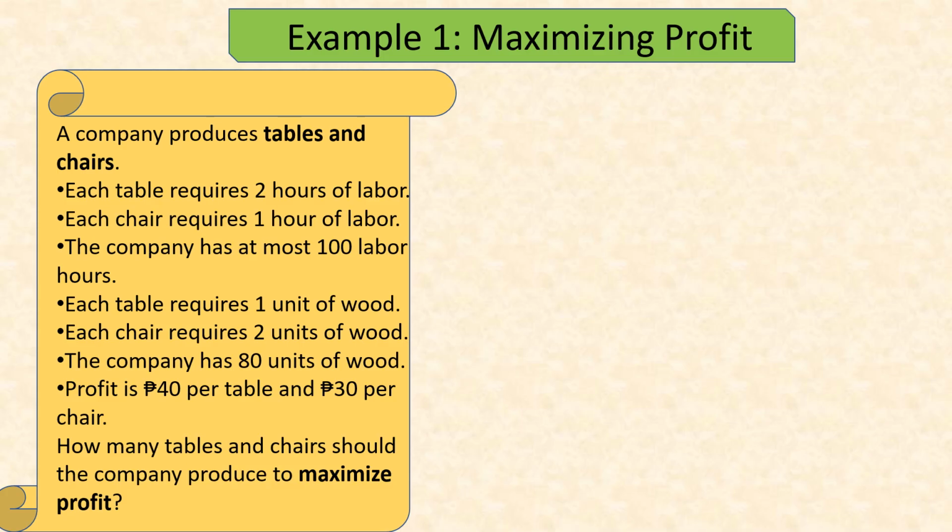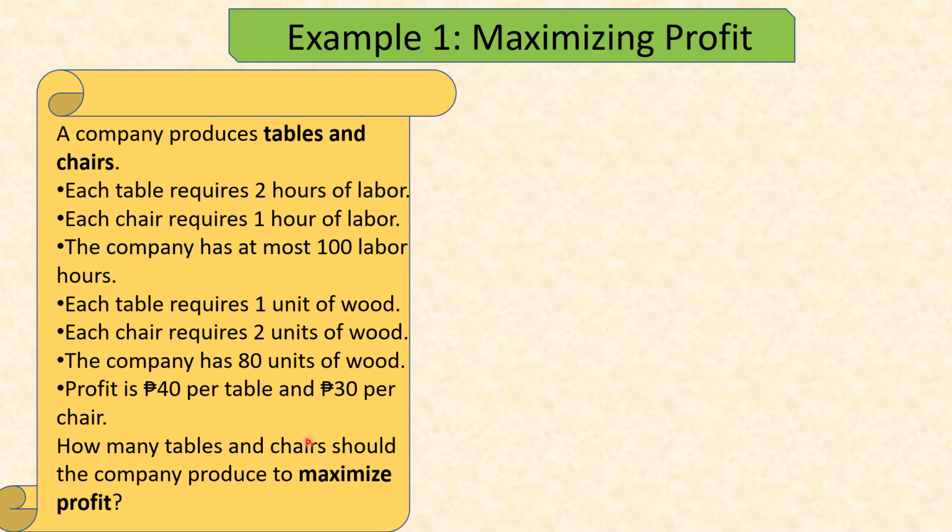Let's have an example. A company produces tables and chairs. Each table requires 2 hours of labor. Each chair requires 1 hour of labor. The company has at most 100 labor hours. Each table requires 1 unit of wood. Each chair requires 2 units of wood. The company has 80 units of wood. Profit is 40 pesos per table and 30 pesos per chair. How many tables and chairs should the company produce to maximize profit?